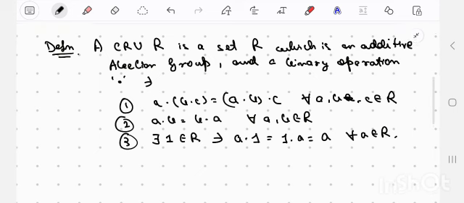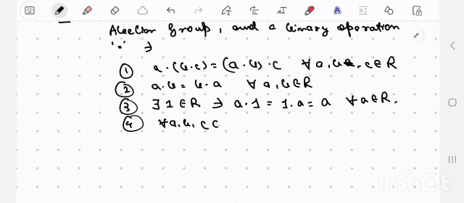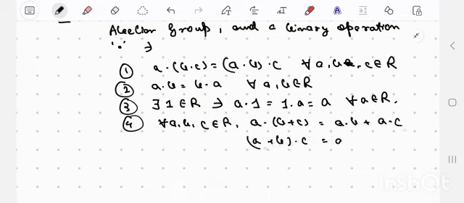In that case, what we say is that R is a commutative ring with unity, and an extra condition is required, which relates the two binary operations which we have, the addition and the multiplication. It is that for every element a, b, c in R, a dot (b plus c) is the same as a dot b plus a dot c, which is called the left distribution, and (a plus b) dot c is equal to a dot c plus b dot c, which is called the right distribution.